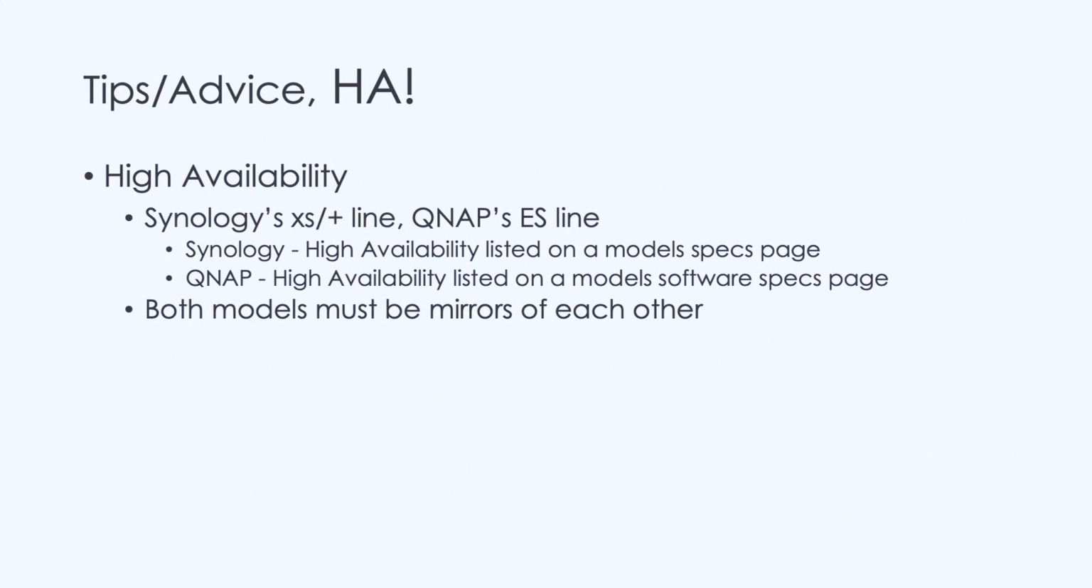So if you get one Synology, you're buying 2 whole units, and then the drives also need to mirror. So if you have drive bays 1, 2, and 4 filled, the other one has to have 1, 2, and 4 filled. They need to be exact mirrors of each other, and they'll send heartbeats. And then if one of them breaks, the other one just picks up where the other one left off, and you're online all the time.